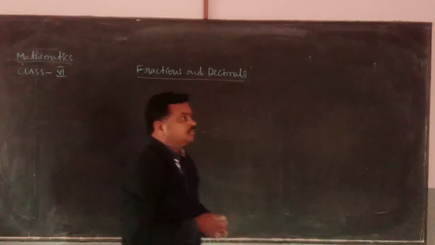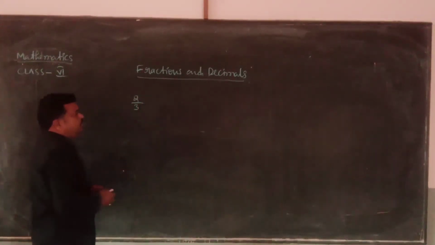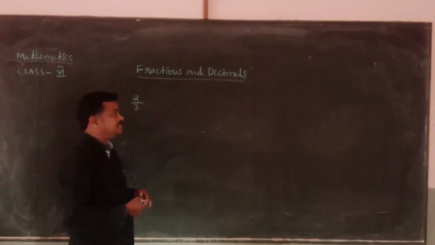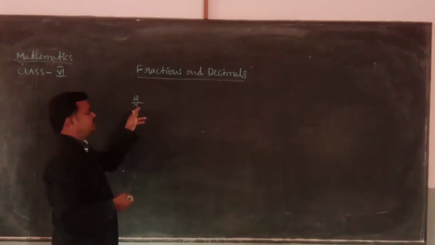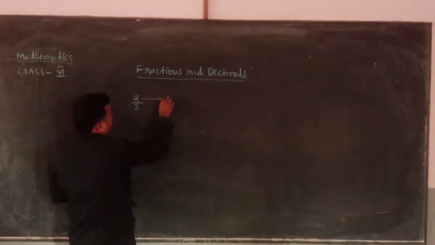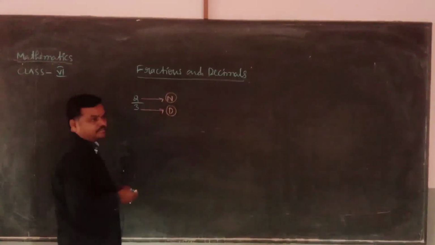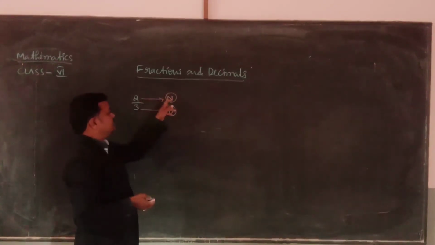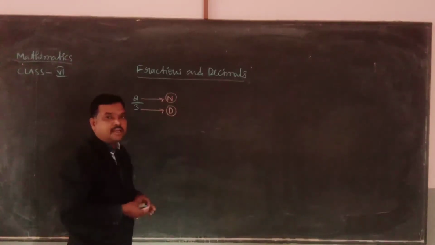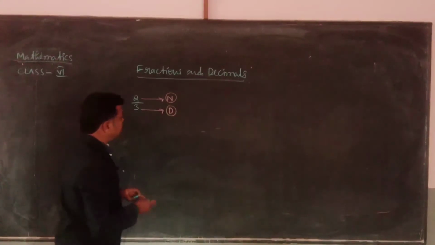First we have to learn how to identify the parts of a fraction and how to give the name of a fraction. Suppose 2 by 3 is one of the fractions. In this, 2 is called the numerator and 3 is called the denominator. Based on the numerator and denominator, we can say the name of a fraction.